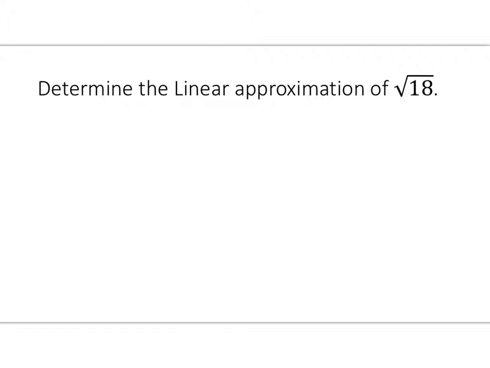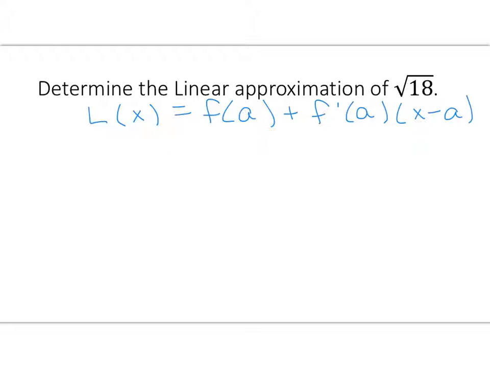Okay, so let's go back to that first one, the square root of 18, and figure out what we can do. So we said, okay, the linear approximation of x is equal to f of a plus f prime of a times x minus a. So in this equation, the x value that we're looking for is 18. My approximated value, a, I'm going to go with 16 because I know that's pretty close.